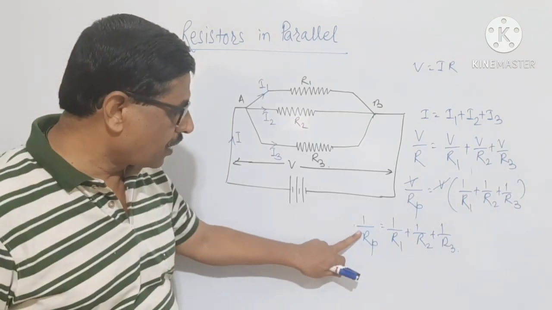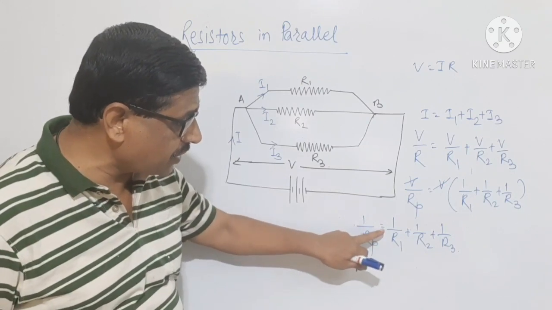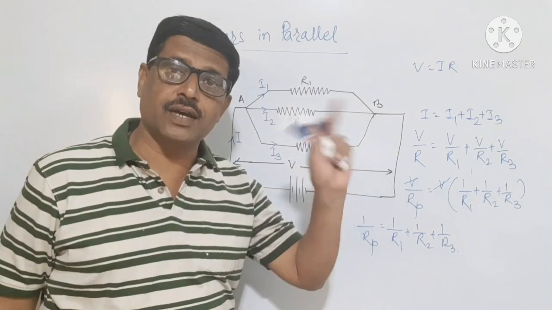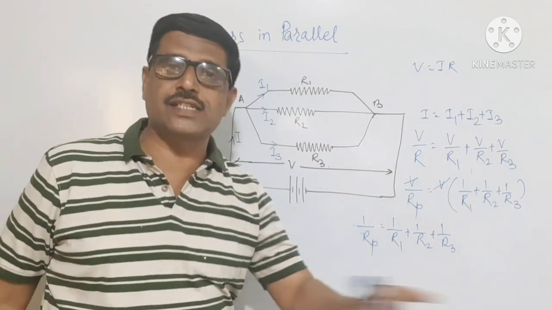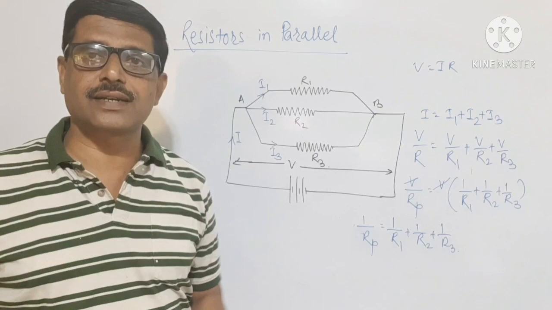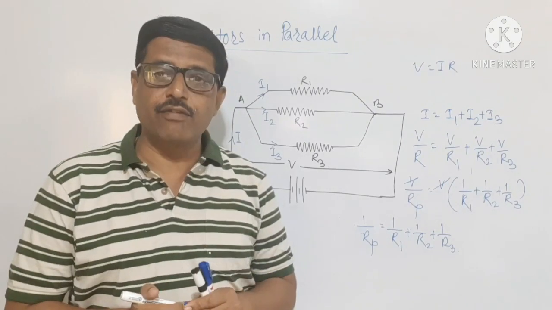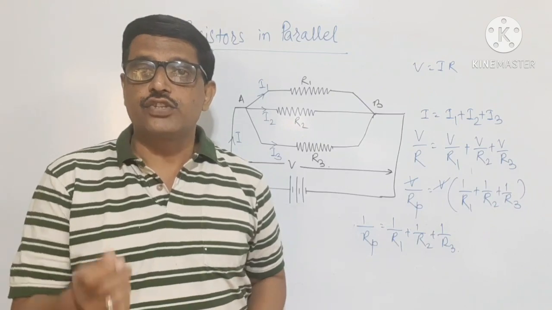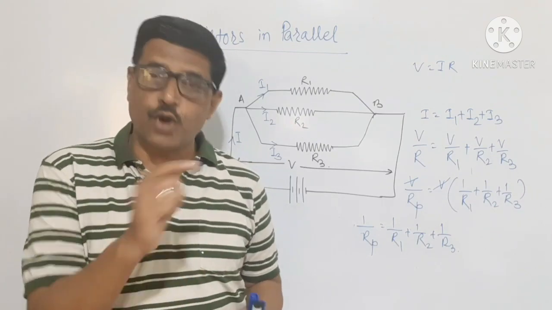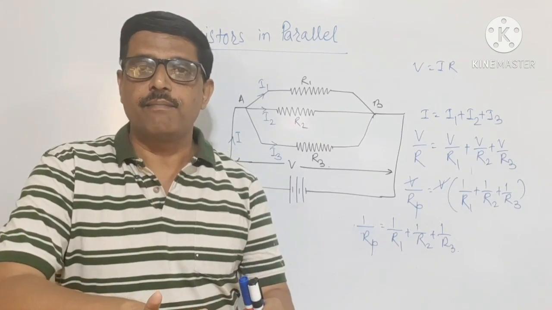Now, the reciprocal of equivalent resistance is equal to the sum of the reciprocals of each resistance, and hence the equivalent resistance is smaller than the smallest of all resistances connected in parallel.